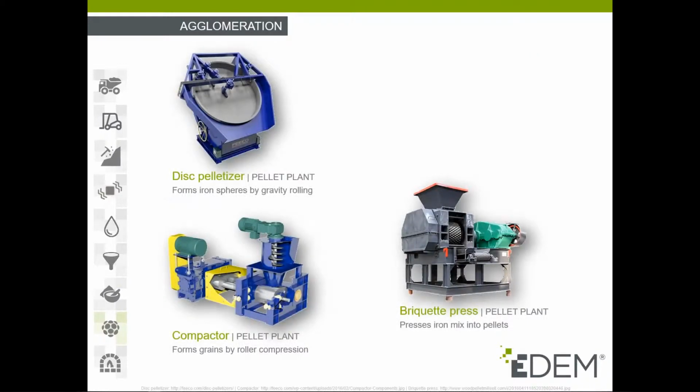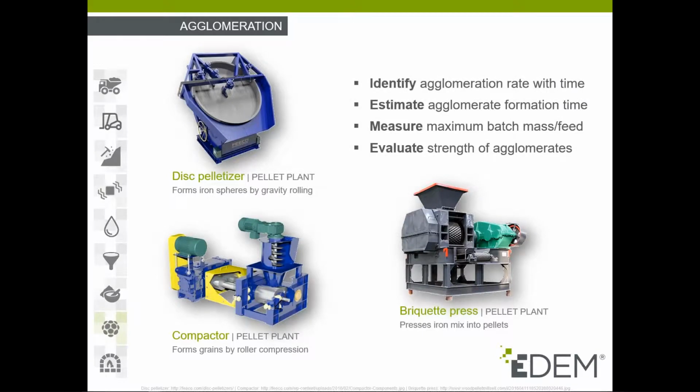So our last process is agglomeration. And it's a process relevant for pellets plants mostly. But this slide shows 3 machines that work under different principles to produce similar materials. So for this machine, it is possible to measure the agglomeration rate with time, which in turn allows us to estimate how long the process will take. It is also important to test what is the maximum amount of material that can be used per batch, and to test the strength of the pellets to ensure that they won't crumble during transportation and handling.